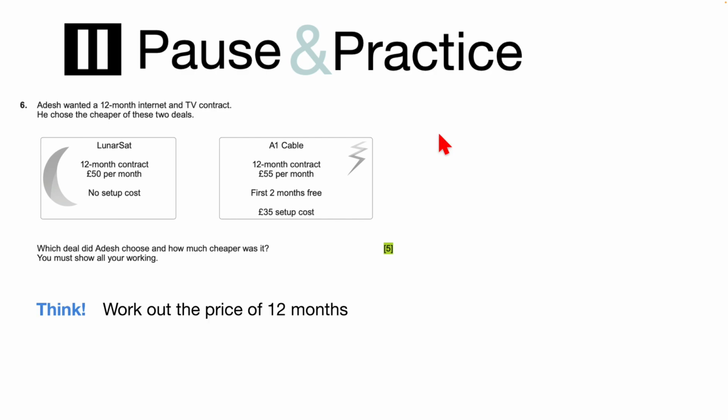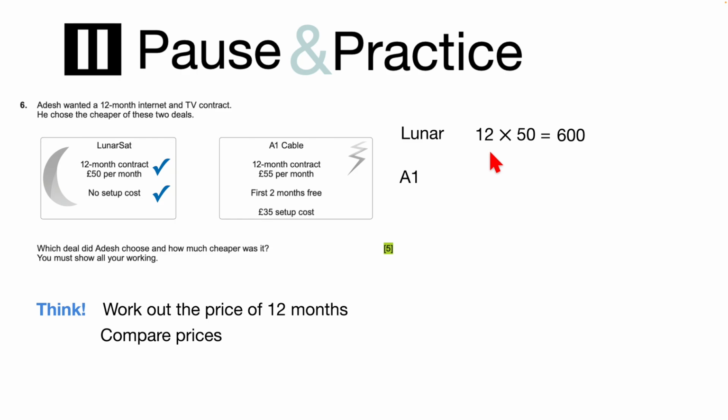Obviously, I start with a little think. I'm going to work out the price of 12 months. Why? Because that's the question. 12 months internet and TV deal. And I'm going to compare prices. So, starting with Luna, fairly simple. 12-month contract, £50 a month, no setup cost. Easy cost, 12 times 50 equals 600. Where's the catch? There isn't one. I've got that, I've got everything.